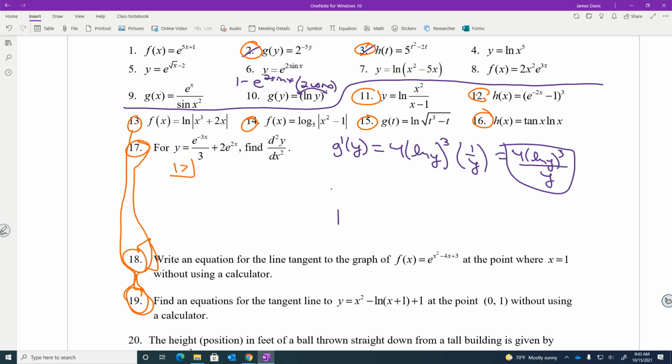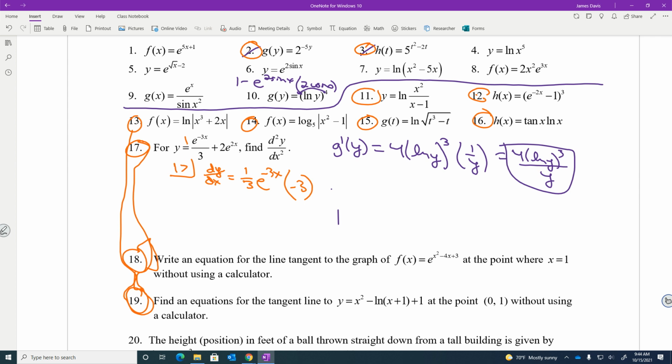So we're going to find the second derivative on 17. So dy/dx first. Don't view that as a quotient rule. Did you view that as a quotient rule the first time? This is the same as 1/3. So it should be 1/3 e to the negative 3x times the derivative of the u. That's negative 3.